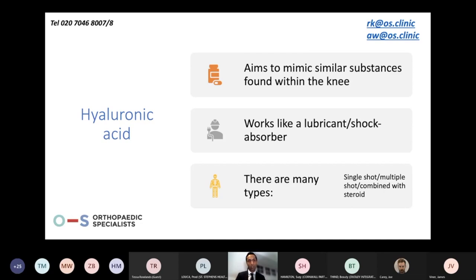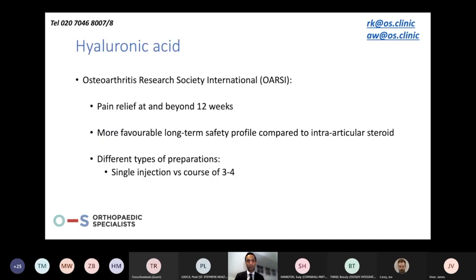The more recent formulations are as a single shot rather than multiple shots, and it can be combined with steroid. The data demonstrates that it can provide pain relief at and beyond 3 months, and can be combined with a steroid with a really good safety profile and potentially better outcomes.